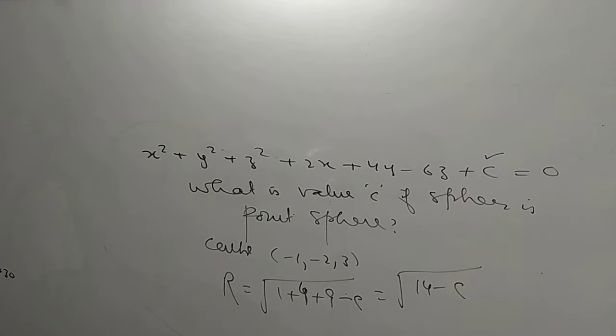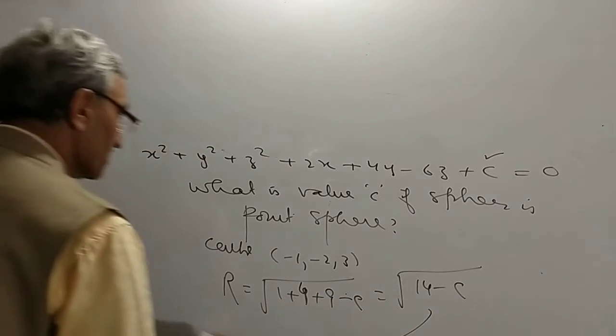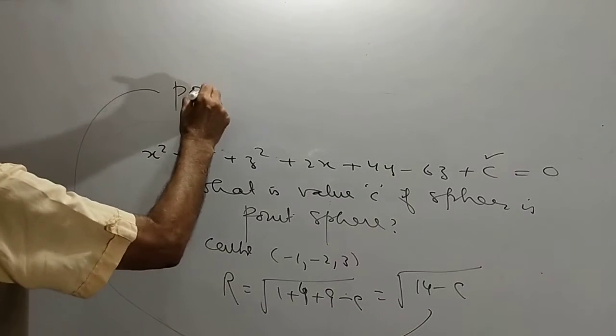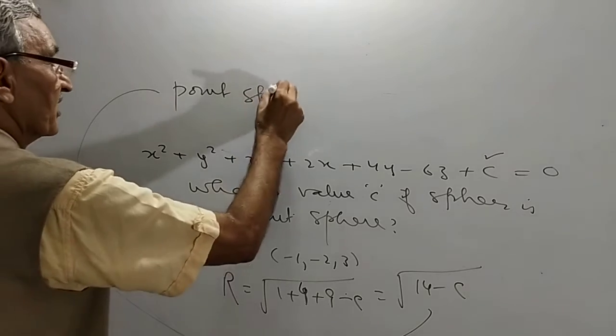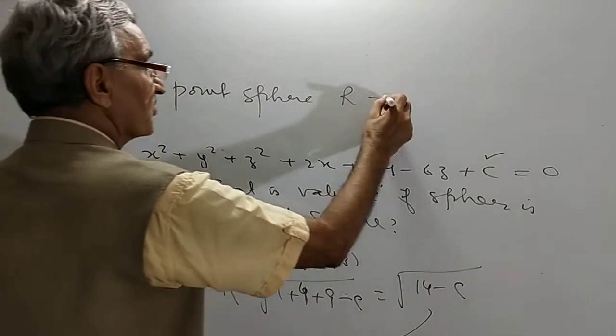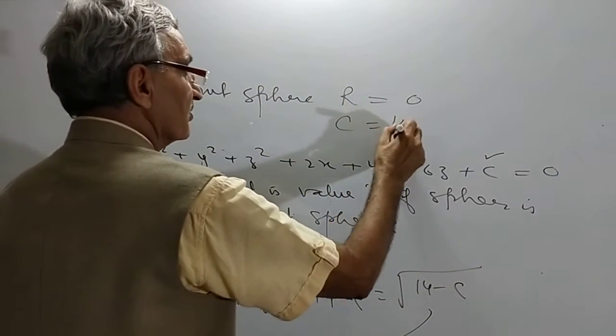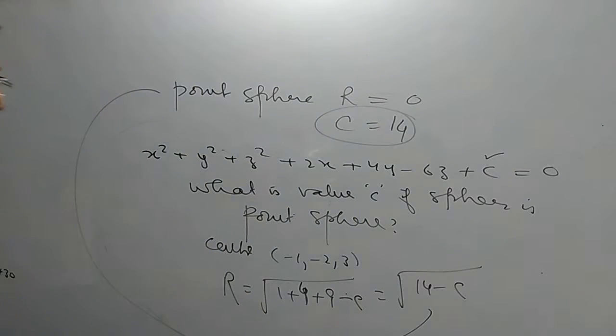Well friend, I have to decide now whether it is a point sphere, an imaginary sphere, or a real sphere. If it is a point sphere, then the radius must be equal to 0. Then c must be equal to 14. This is the one part here: c is equal to 14.